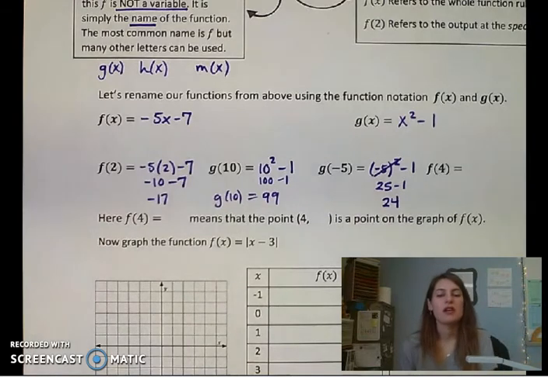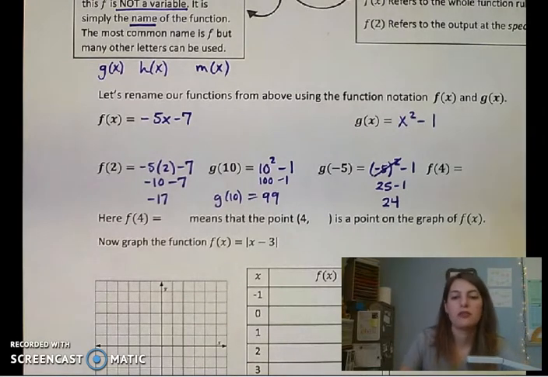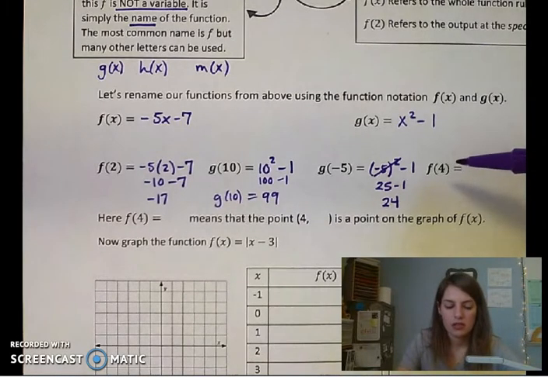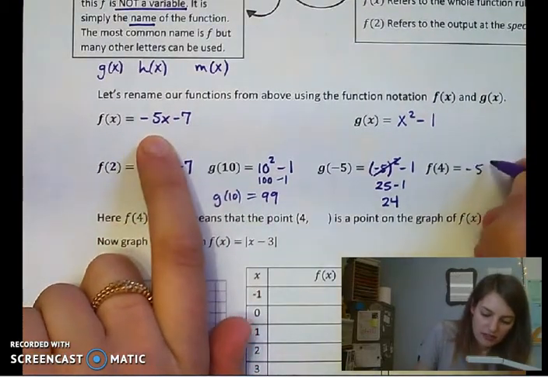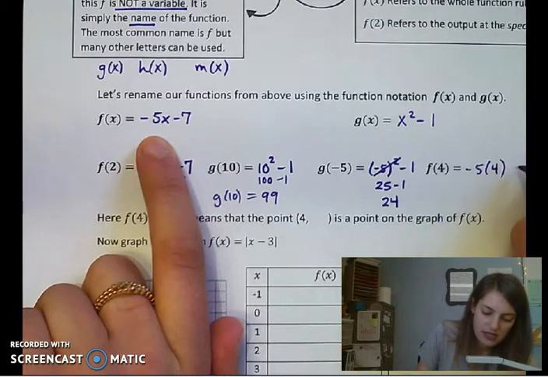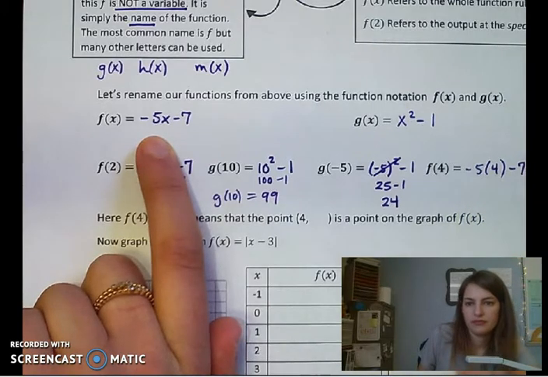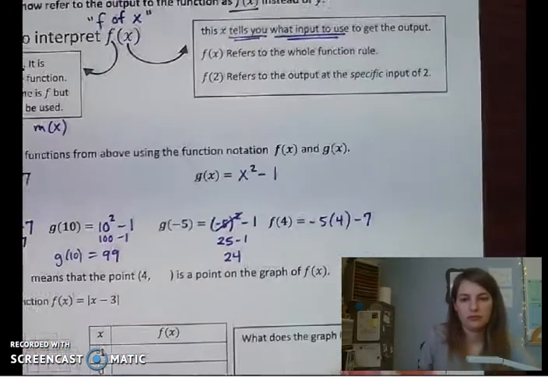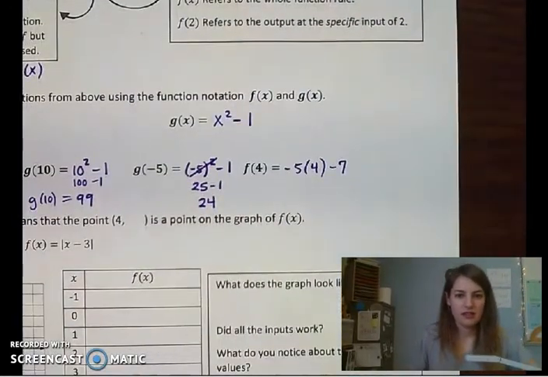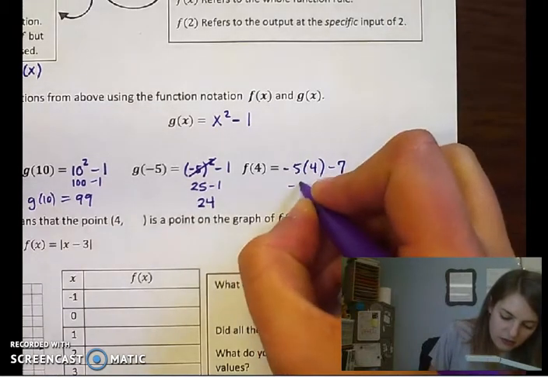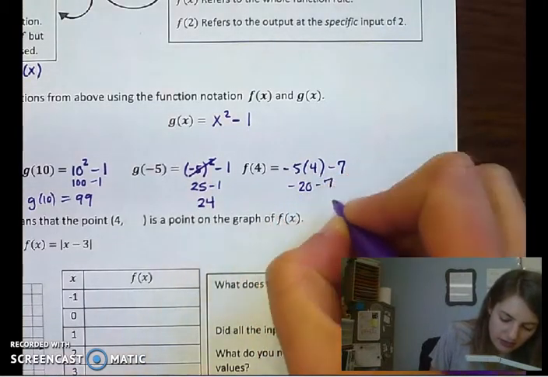And the last one is f of 4. So plug in 4 to the f of x rule. So negative 5 times 4 minus 7. Run out of space to push the paper here. So that would be negative 20 minus 7, for negative 27.